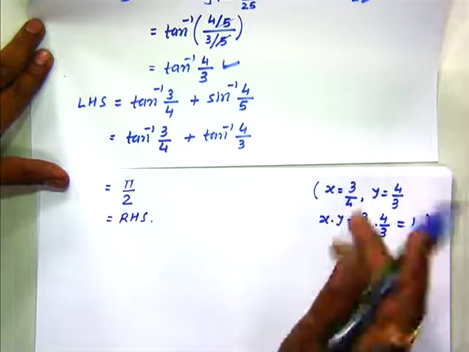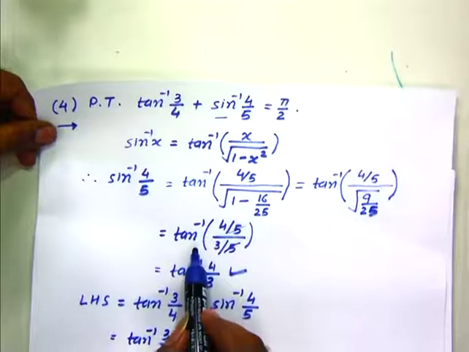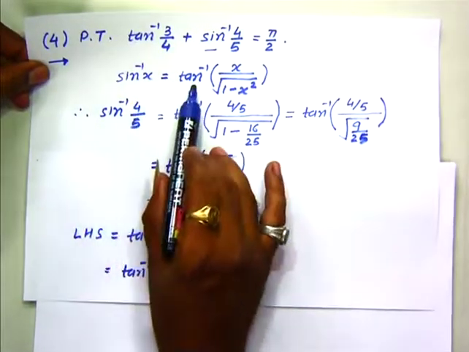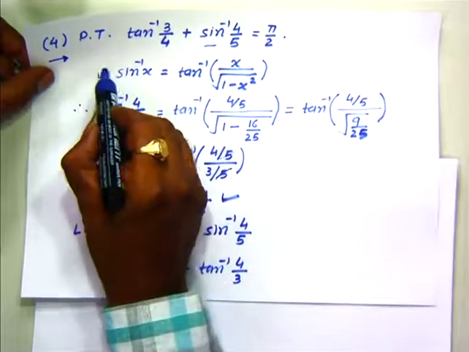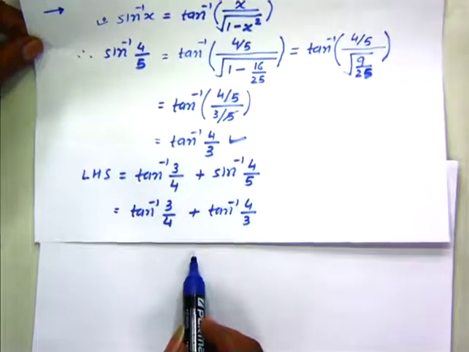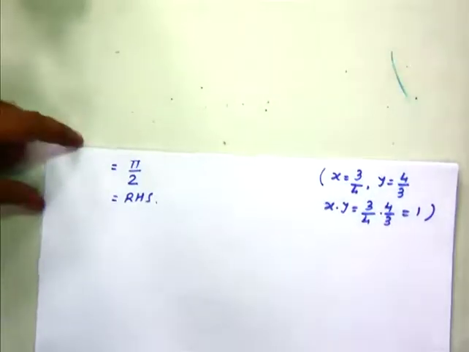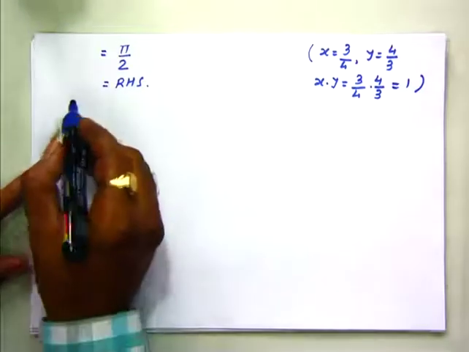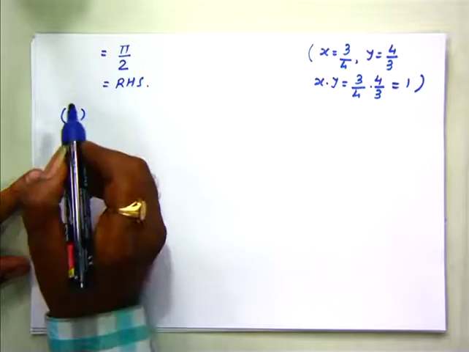So this is very important here, that we have to convert this sine inverse x in tan inverse form. So we have used this formula here to convert, and then we have used tan inverse x plus tan inverse y form. Okay. So this is our fourth example. Now let's go to the fifth example.